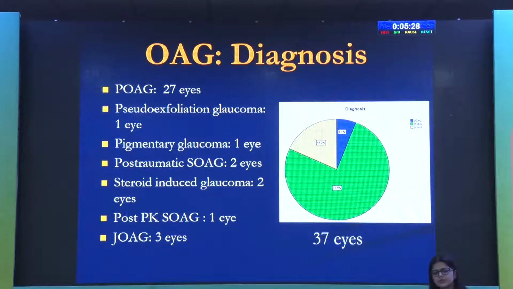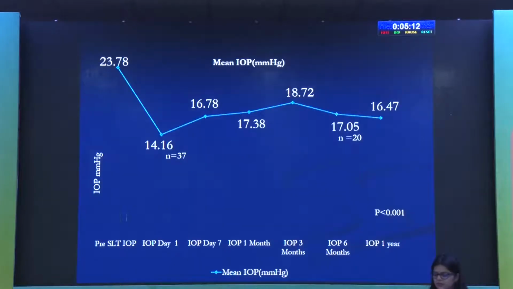These are eyes who were already on multiple medical therapies, and we wanted a little extra IOP lowering, so we thought, before surgery, let's try SLT for these patients. As you can see, the majority are POAG patients, but there were some other groups as well. This chart suggests that SLT did bring down the pressures significantly at all the time intervals up to 1 year. Even at 1 year, from a baseline of 23 or 24 millimeters of mercury, it came down to 16 or 17 millimeters of mercury.